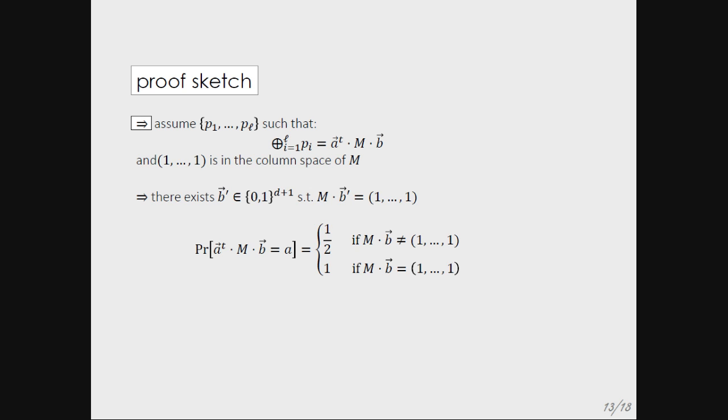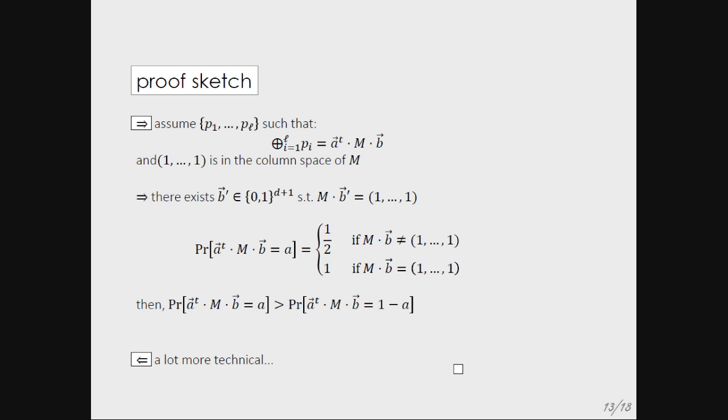So that's what we show here. The probability that your sum of probes is equal to your secret value is 1/2 when M times B is not the all-one vector, and it's 1 when M times B is the all-one vector. So what this shows is that you have a bias in the distribution of this variable. Particularly, it shows that the probability that your sum of probes is equal to A is higher than the probability that it is equal to 1 minus A. So this means you have a bias, which means that your circuit is not private. So you have an attack.